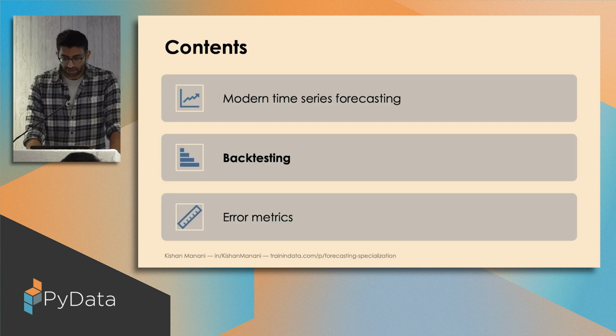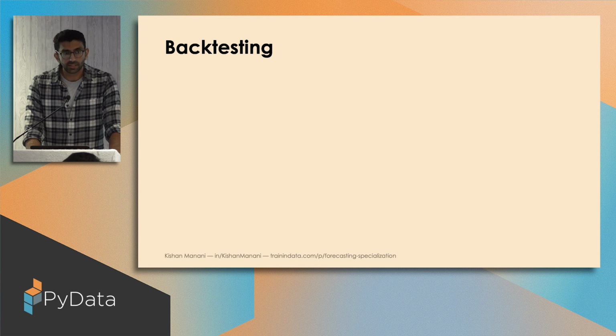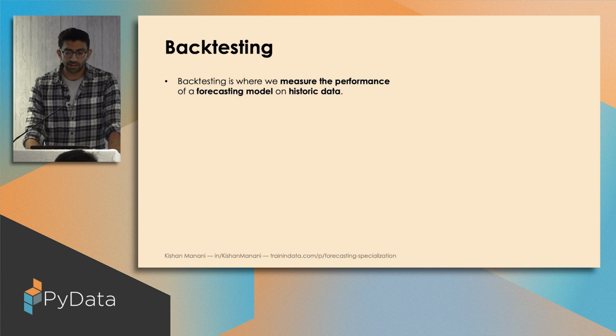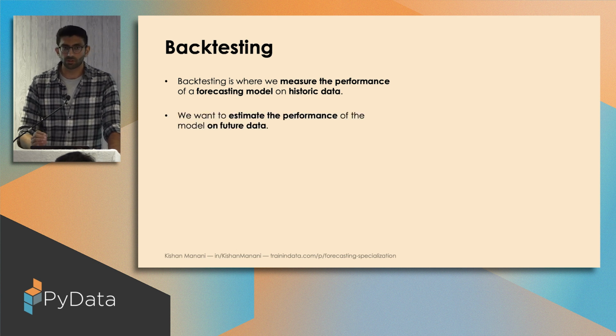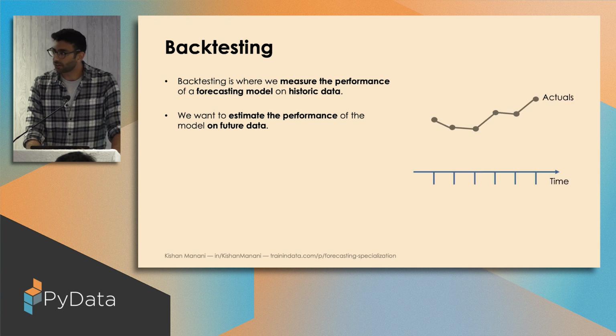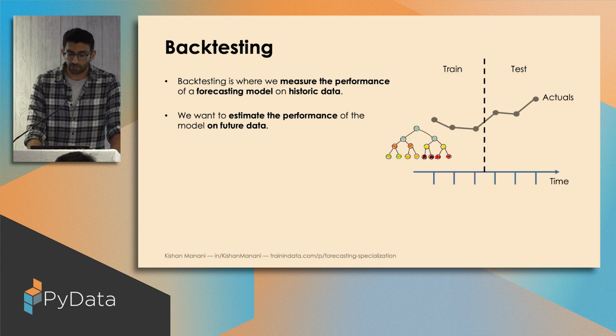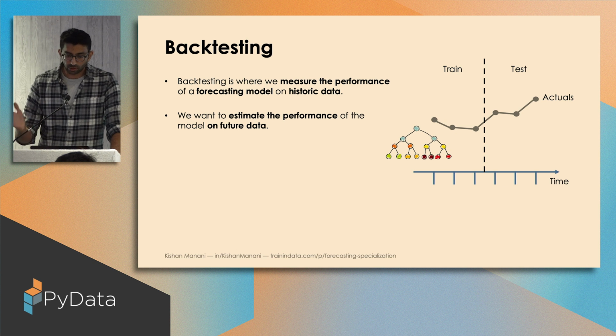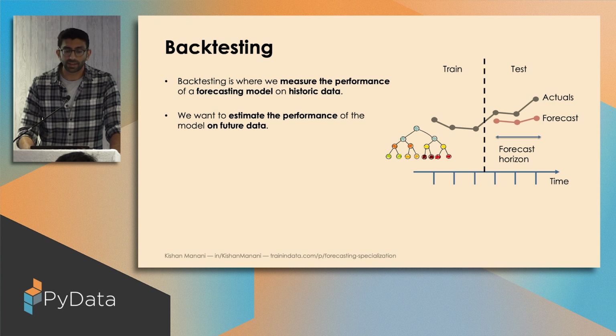So let's dive into backtesting. What is backtesting? Backtesting is where we want to measure the performance of a forecasting model on historic data. The objective is that we want to estimate the performance of our model on future data. So typically what we do, we have our time series, we split at some point in time, we train our model on the data before that point in time, we'll make some forecast into the future, and we'll compare the forecast and the actuals.